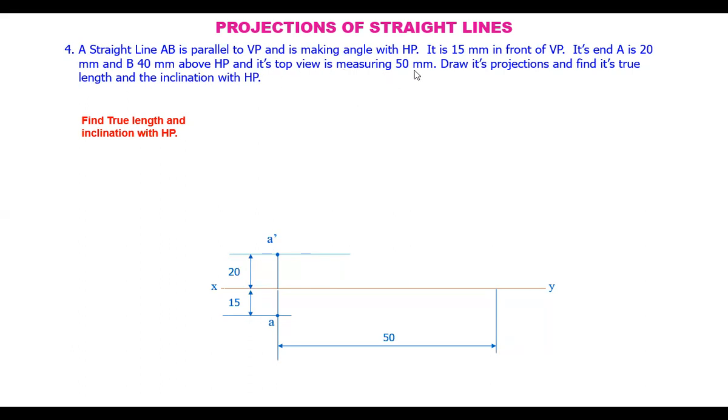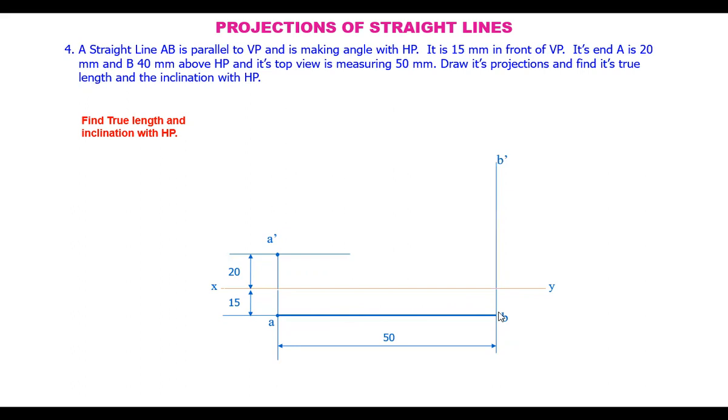Now, its top view is measuring 50 mm. The top view length is 50 mm, and also we know that AB is parallel to VP. That means in the top view, the line is parallel to the reference line. So at a distance of 50 mm, we have drawn a projector here. And we know the point A is 15 mm in front of VP, so B is also 15 mm in front of VP, that is parallel to the reference line. So draw a line parallel to the reference line, which is 50 mm long. So this is AB, the top view of the line.